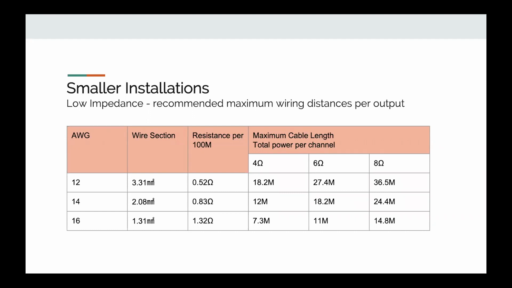So generally speaking, we'd recommend you install at least a 14 gauge cable. It has a bigger wire cross section and a significantly lower impedance. And you'll see that that 14.8 meters reaches nearly 25 meters before any audio loss on a 14 gauge cable on an 8-ohm system.